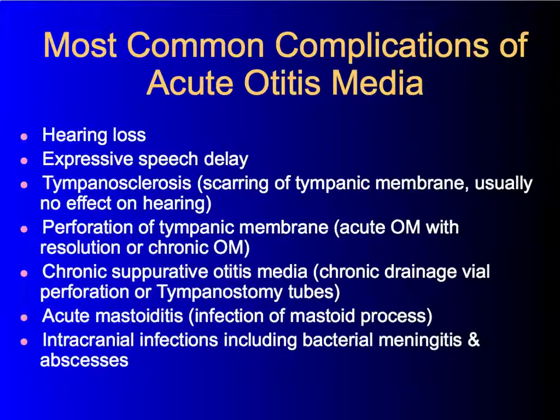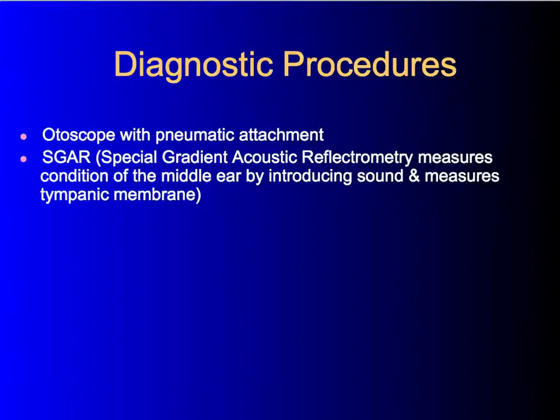Acute mastoiditis, where there's an infection of the mastoid process. Intracranial infections that would include bacterial meningitis and abscesses. Otitis media is diagnosed with an otoscope that has the pneumatic attachment. They use SGAR, which is spectral gradient acoustic reflectometry, which measures the condition of the middle ear by introducing sound and measures the tympanic membrane.